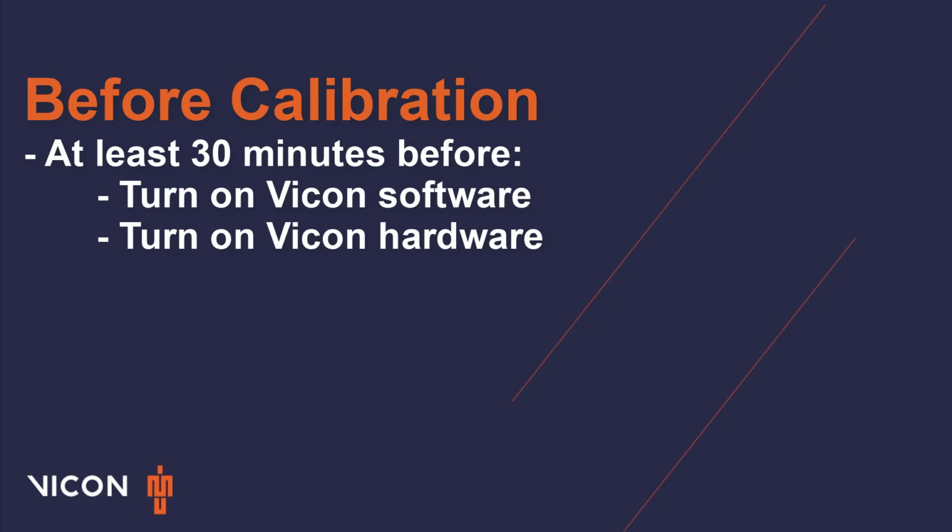To get us started, let us remember that you should turn on your Vicon hardware and software about 30 minutes before your calibration. Why would we do this? This allows your hardware to heat up to its ideal operating temperature. If you turn your hardware on and immediately calibrate, you might see a shift in calibration over time.